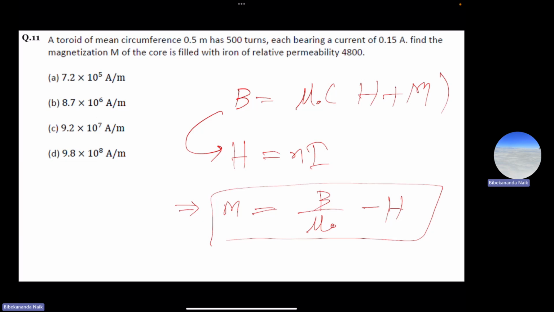The options are option A 7.2 into 10 to the power 5, option B 8.7 into 10 to the power 6, option C 9.2 into 10 to the power 7, or option D 9.8 into 10 to the power 8. I hope this is clear to you. I'll give you a few minutes to solve this, and then I will discuss what will be the correct answer.